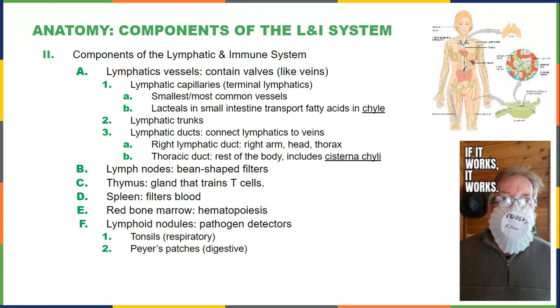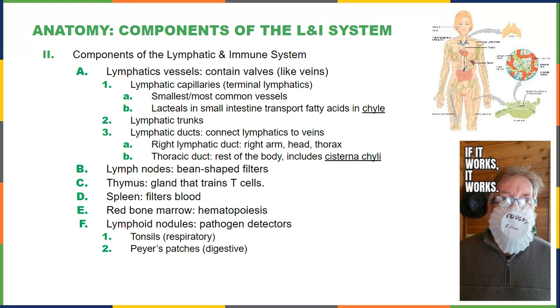All right, there's the spleen, which is this little guy right over here next to your stomach on the left side of your body. The spleen is a gland, or not a gland, it's an organ that is used to filter your blood. And we'll talk about that in depth a little bit later. We have red bone marrow, of course, which is what's going to produce all the lymphocytes and blood cells in our body. So it's hematopoietic tissue.